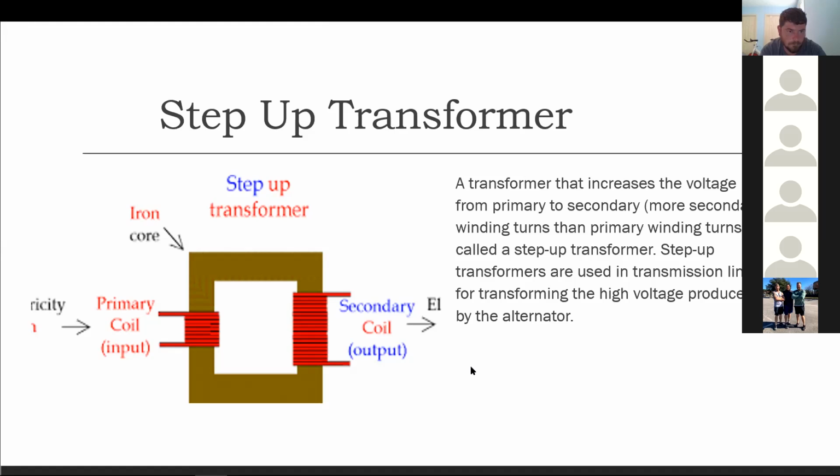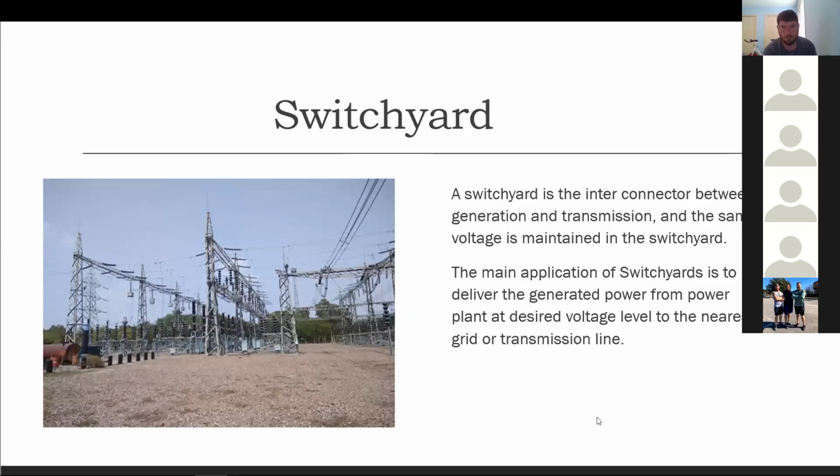steps up the voltage. A step-up transformer is a transformer that increases the voltage from primary to secondary, meaning that there is more secondary winding than primary. It's called a step-up transformer because it increases the voltage produced by the generator. Okay. Make sure you include generator, not an alternator.